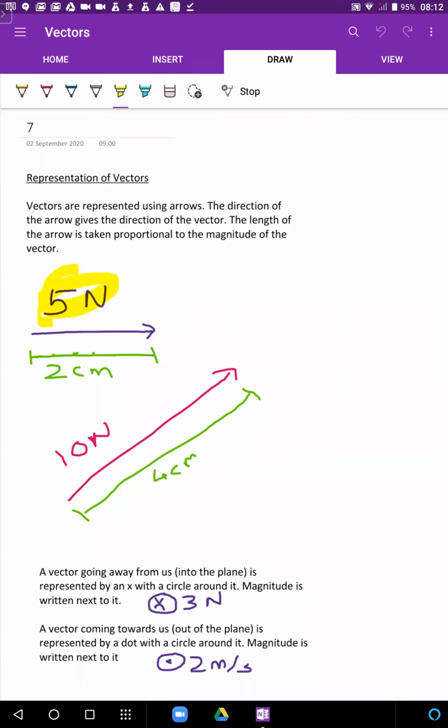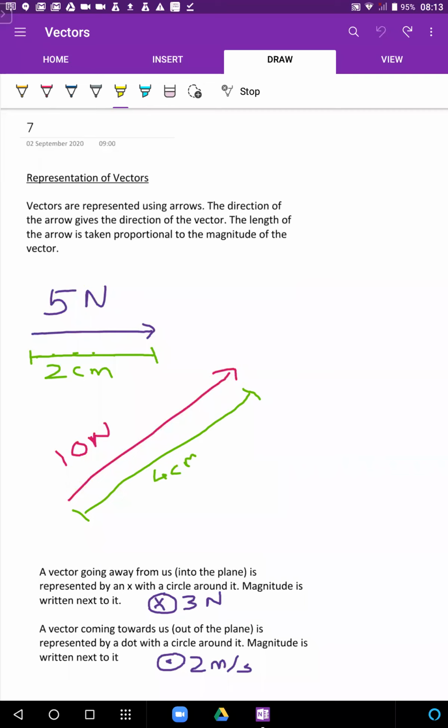That is magnitude. So 5 Newton is your magnitude. किस direction में apply किया? That is your direction of the vector. So this seems to be 5 Newton towards the right. This seems to be 10 Newton, that kind of direction. And how do we represent vectors? We typically represent them by drawing arrows.